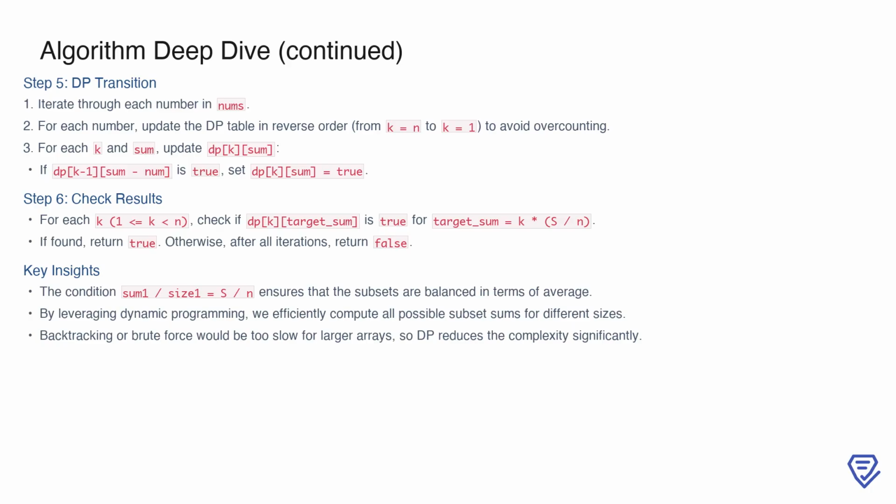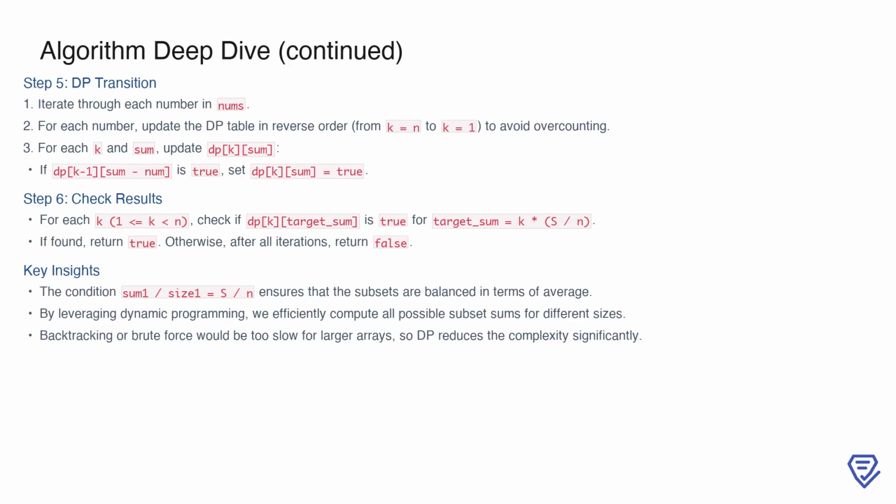For each k and sum, we check whether adding the current number to a subset of size k minus 1 can produce a subset of size k with the target sum. Specifically, if DP[k-1][sum - num] is true, it implies there exists a subset of size k minus 1 with a sum equal to sum minus num. In this case, we set DP[k][sum] equals true, indicating that a subset of size k with the desired sum now exists.